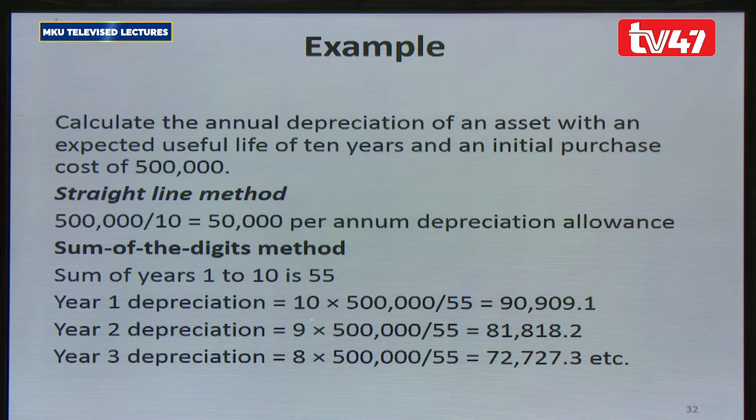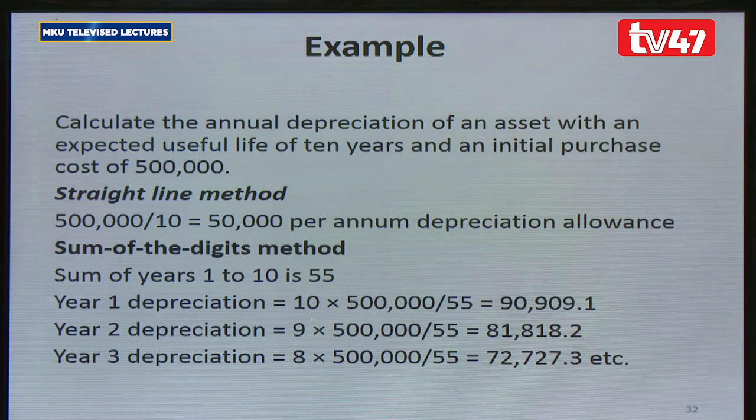How does a straight line method work? For instance, the value of a given property is 500,000. You divide by the useful life of that given property, which is like 10 years. The useful life refers to the life you expect to be owning that property. So it's 500,000 divided by 10. So per annum, that property is decreasing in value by 50,000.